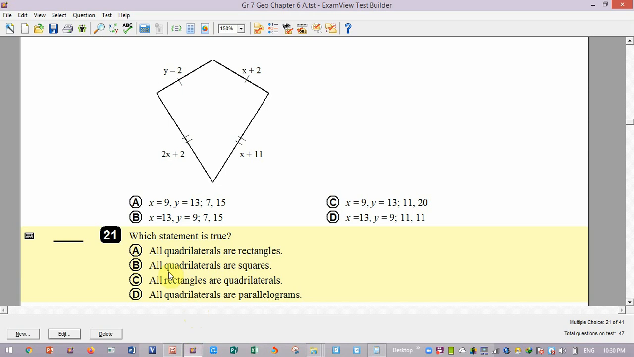Okay? Then all quadrilaterals are rectangles? Of course no. All quadrilaterals are squares? No. All rectangles are quadrilaterals? All quadrilaterals are parallelograms? Which one? All quadrilaterals are parallelograms? No. Some of them. Okay? All rectangles are quadrilaterals, are 4 sides. Yes, of course. Then 21, letter C.